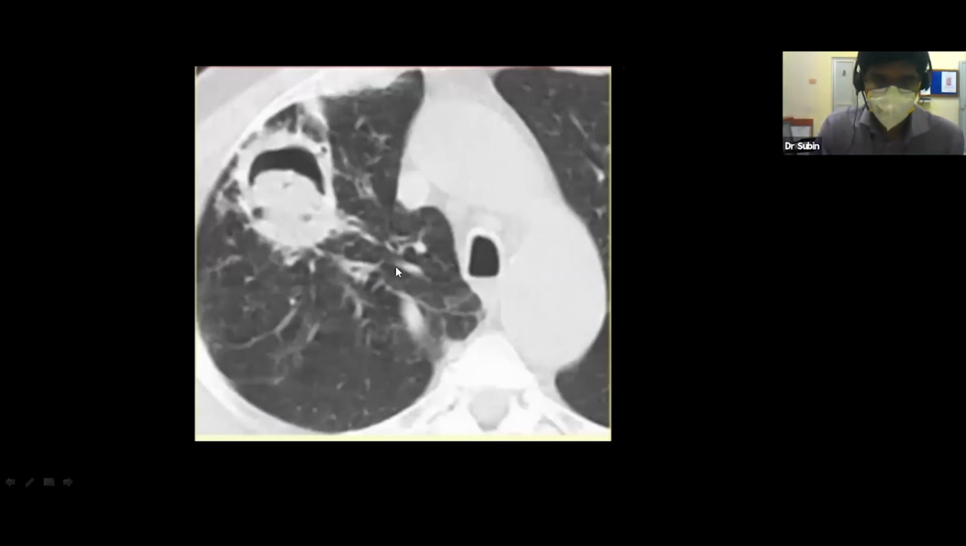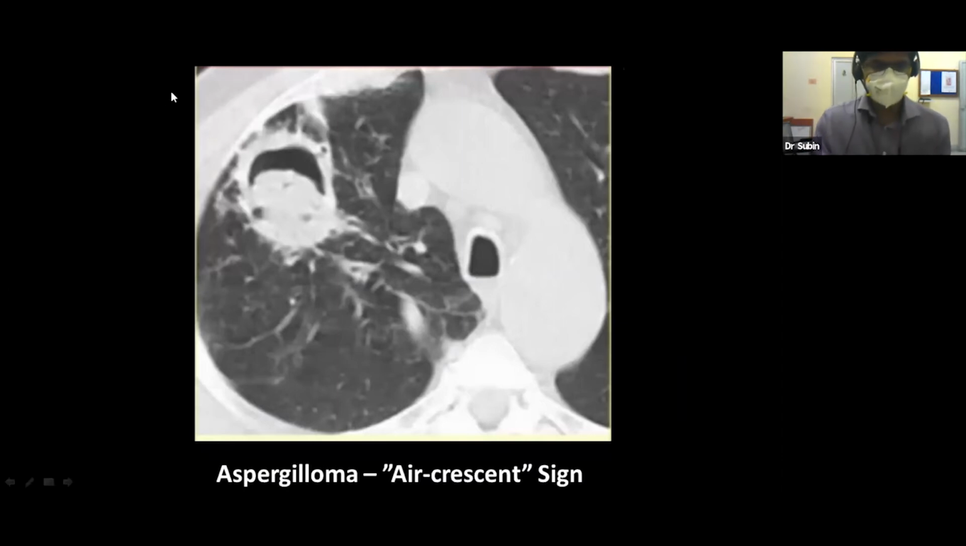Okay, this is again another cavity, but this is a cavity with the air crescent sign. What we see in aspergilloma is that in the healing phase there will be the presence of this air crescent. Normally, after we do this CT, you can always take prone sections. When you take the prone sections, if it's a fungal ball, it will move to this side and you'll see the air crescent on this side. So you can demonstrate that. That's the air crescent sign that we'll see on aspergilloma. So if you are suspecting a fungal ball, sometimes you might call the patient back and ask for prone sections a second time.